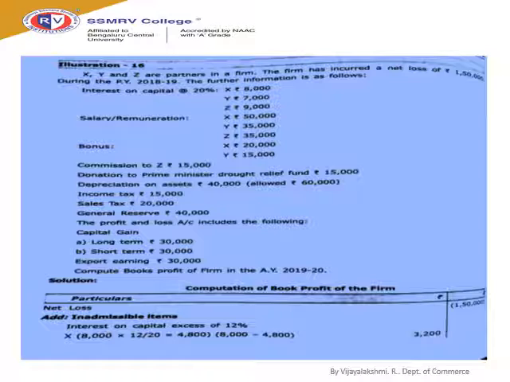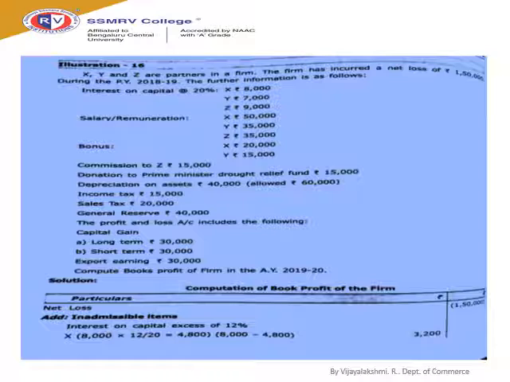Bonus is for X 20,000, Y is 15,000. Commission paid to Z is 15,000. Donation to Prime Minister Drought Relief Fund 15,000. Depreciation on asset. Here again you are given with two items. Depreciation on asset means what you have taken in the P&L account 40,000. Allowed by the tax department is 60,000. This what you have taken, 40,000, should be added to net profit, and allowed by tax department should be deducted. Okay, next is income tax 15,000, sales tax 20,000, general reserve 40,000.